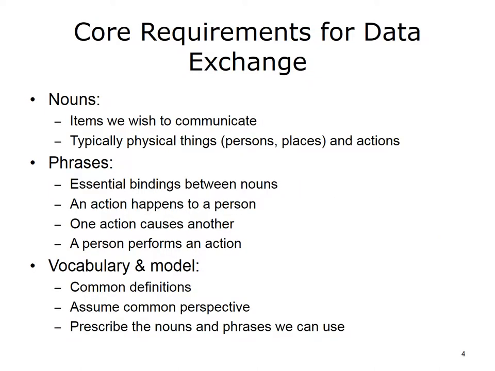Similar to any communication, the data exchange will include physical things, such as persons, lab tests, medications, appointments, diagnoses, etc. Nouns that are the subject of the interchange. Next are the relationships between nouns, such as a doctor ordering a lab test for a patient, or an admission or a patient encounter. These relationships are expressed as phrases and represent a binding between nouns. Examples include an action that happens to a person, an action that causes another action, or a person performs an action. The language of communication included in the message is most critical.